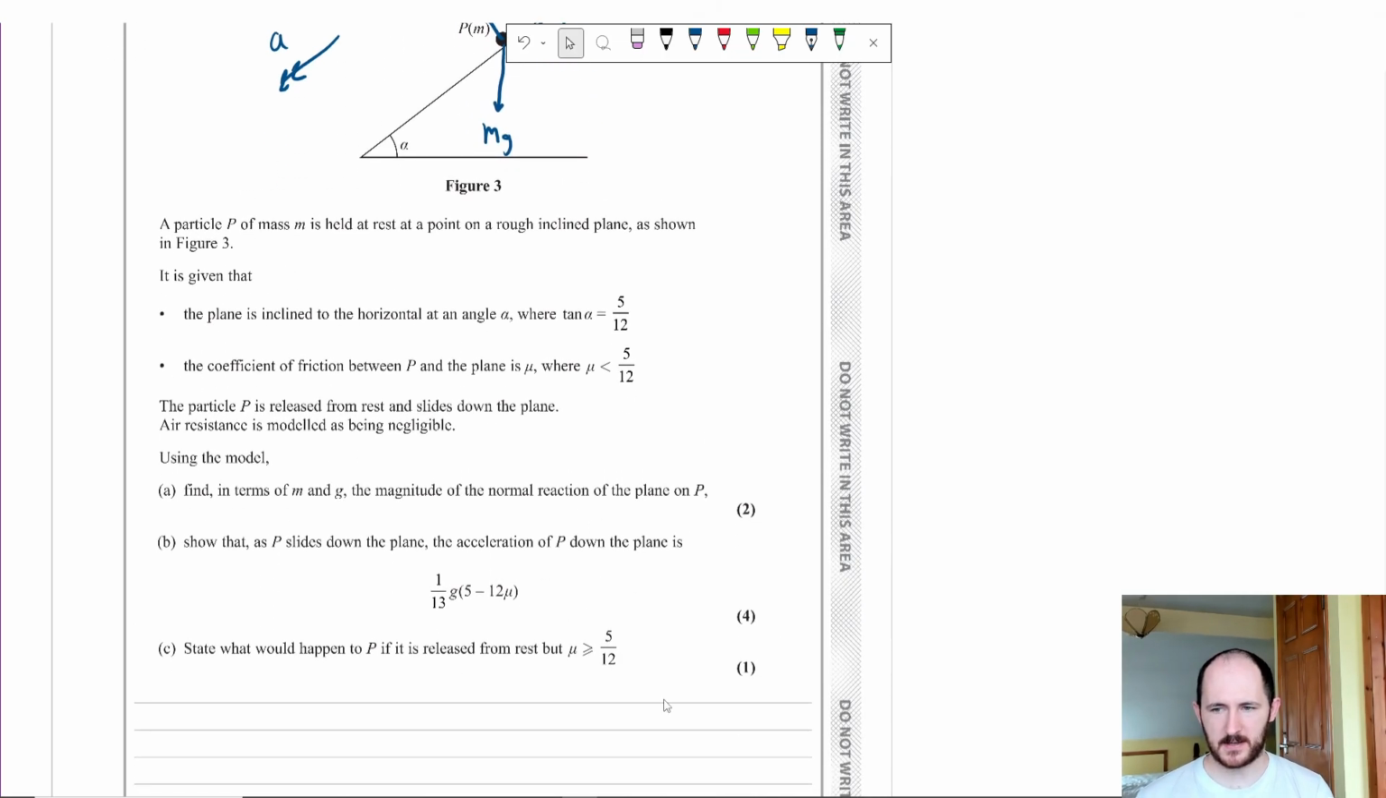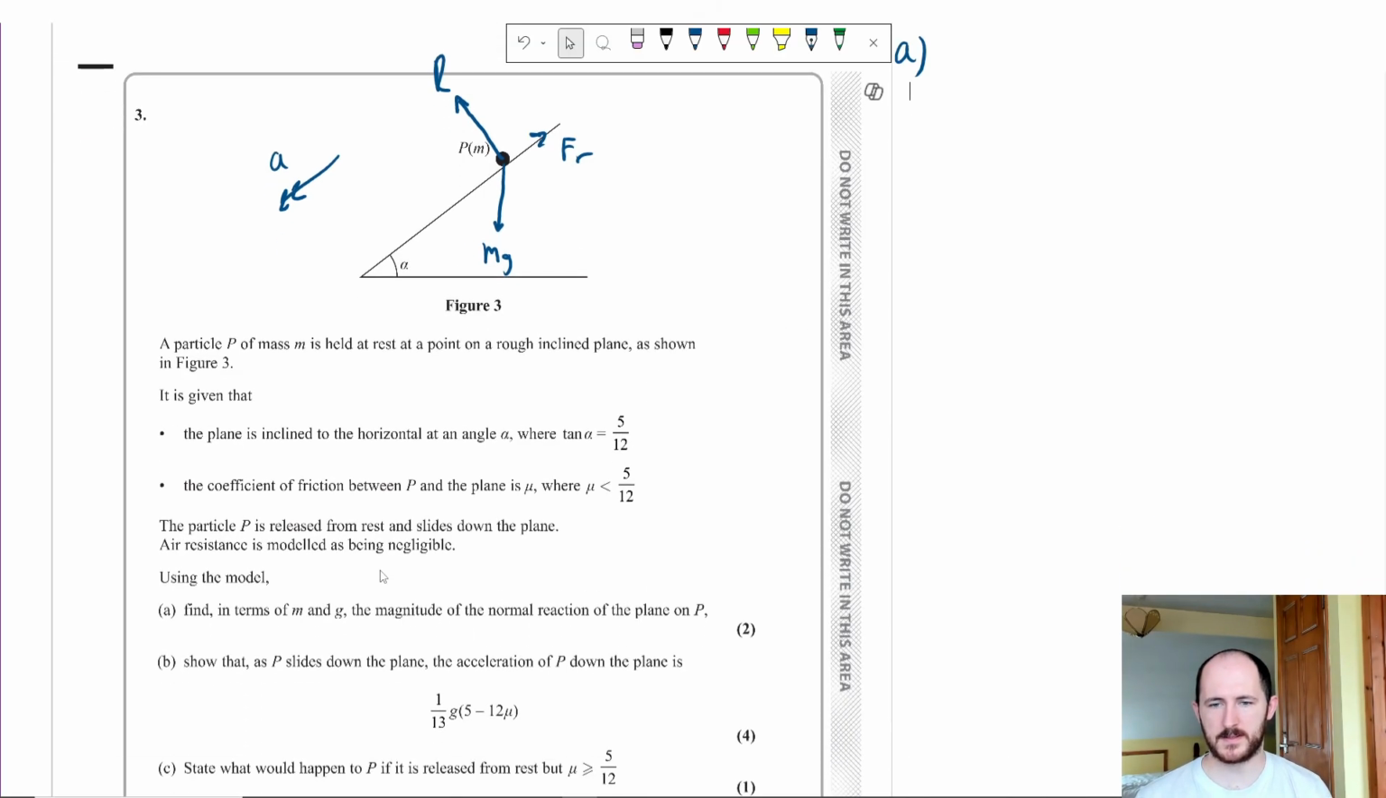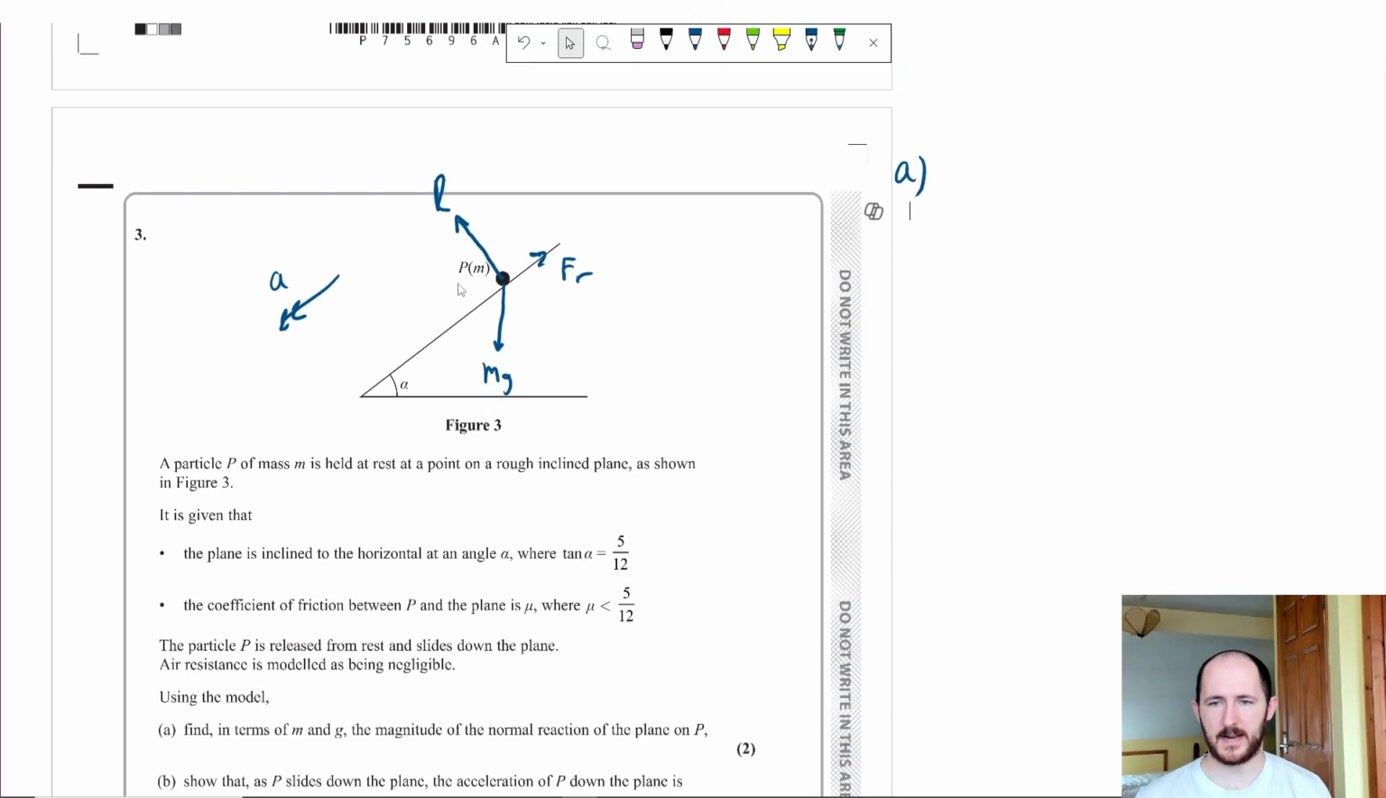Now, if you're ever stuck on a question like this, my number one piece of advice is just to resolve in every possible direction. So in this case, because it's an inclined plane, you probably want to do parallel and perpendicular to the plane. That would be my recommendation. Because we want the magnitude of the normal reaction, it makes sense that we're probably resolving perpendicular to the plane. And I'm going to take up and to the left as positive.